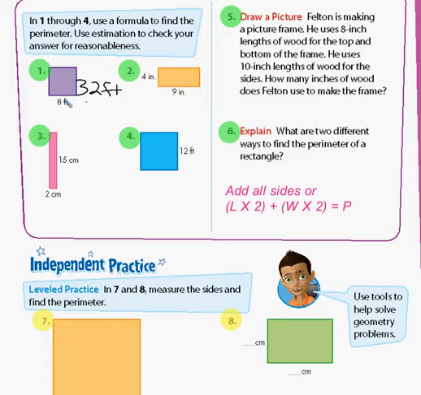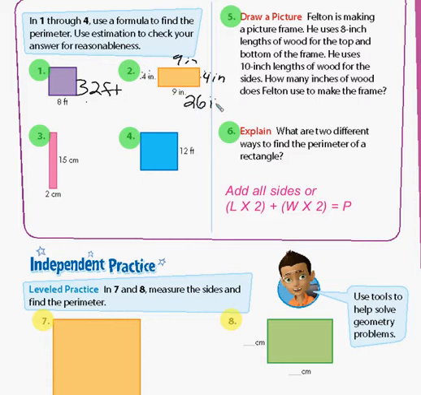Question number 2. Formula, I could either use, well, we'll just go ahead and add all sides. We know opposite sides of rectangles are the same, so that'd be 9 inches, and this would be 4 inches. So we could add all sides. 9 plus 9 is 18. And then we go 19, 20, 21, 22, 23, 24, 25, 26. So that would be 26 inches.